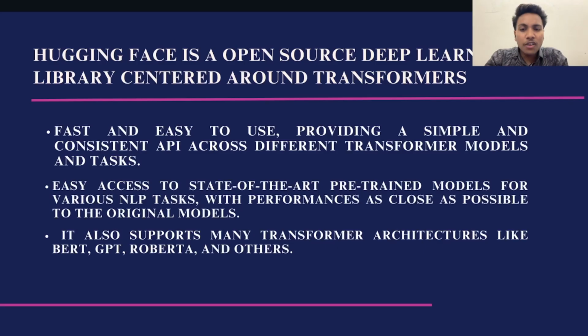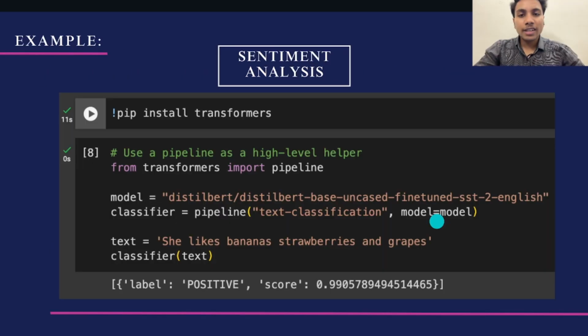Why Hugging Face? Hugging Face is a deep learning library which is more focused around transformers. So it is fast and easy to use. Also it allows us to use state-of-the-art pre-trained models for our various NLP tasks. It also supports many transformer architectures like BERT, GPT, RoBERTa, and others. So let's take an example.